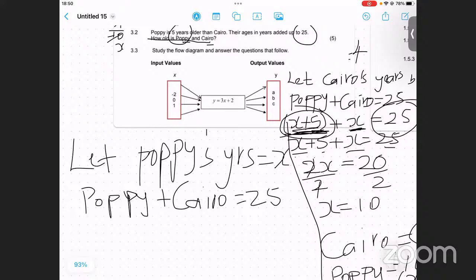Okay. Yeah. You were saying x minus 5 in brackets plus x equals 25. X minus 5 in brackets plus x equal to 25. Like that. Yes, ma'am.